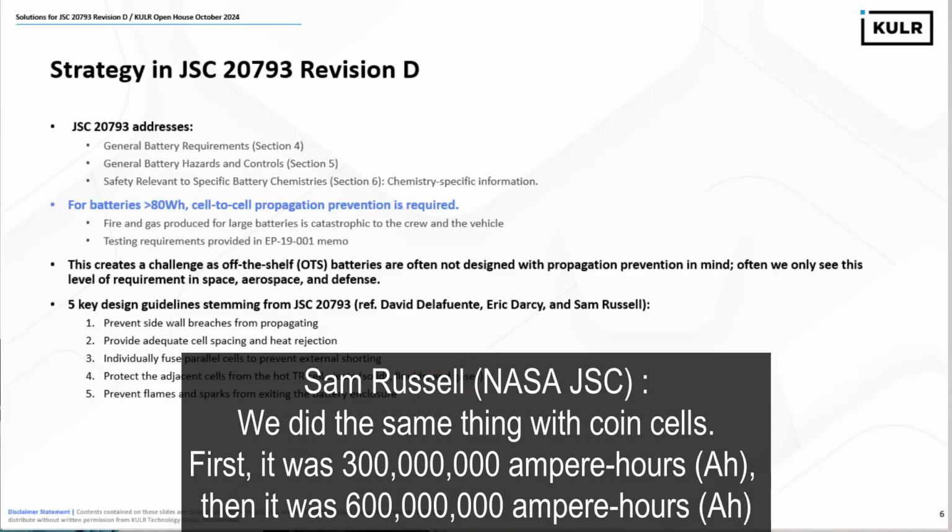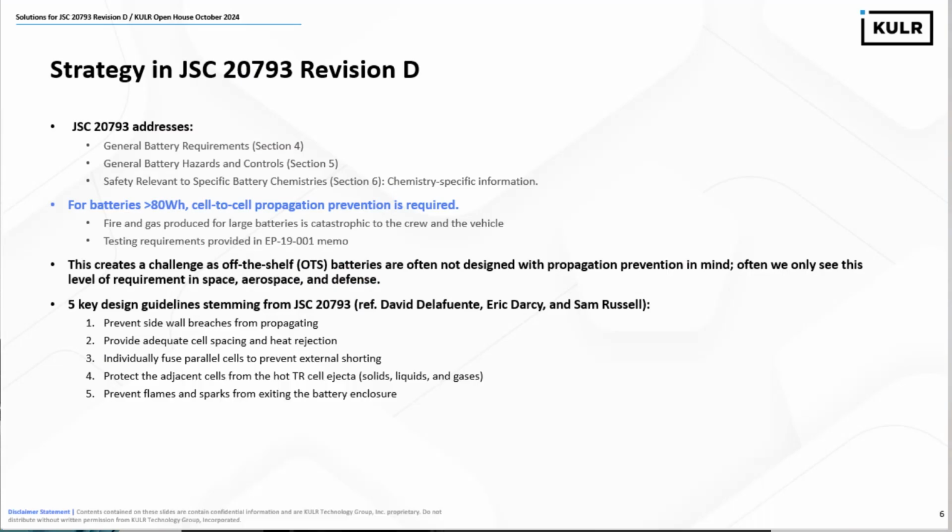If you look back, we did the same thing on coin cells. First it was 300 milliampere hours, then it was 600 milliampere hours, then it's 1 ampere hour. As the technology evolved, our baseline cost-to-benefit ratio was out of whack, and we started raising those metrics. So yeah, that 80 watt hour was based on laptops.